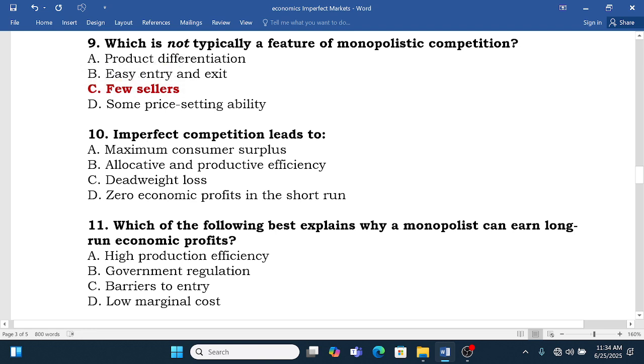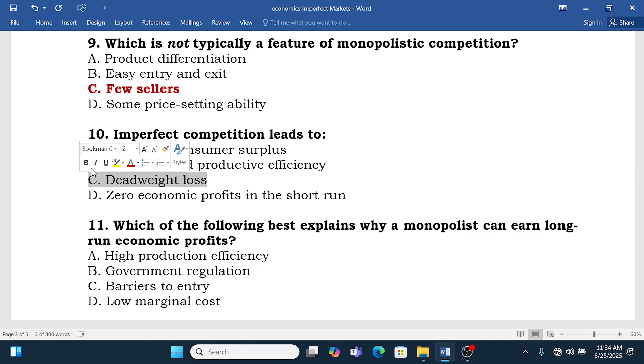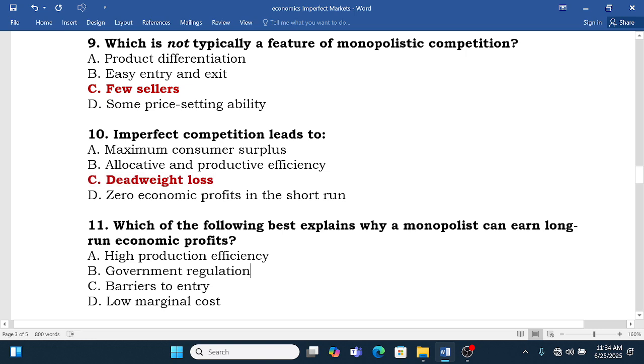Imperfect competition leads to: maximum consumer surplus, allocative and productive efficiency, deadweight loss, zero economic profits in the short run. So the correct answer on question number 10 is deadweight loss, and we have even seen that in the explanations above. We go to question number 11.